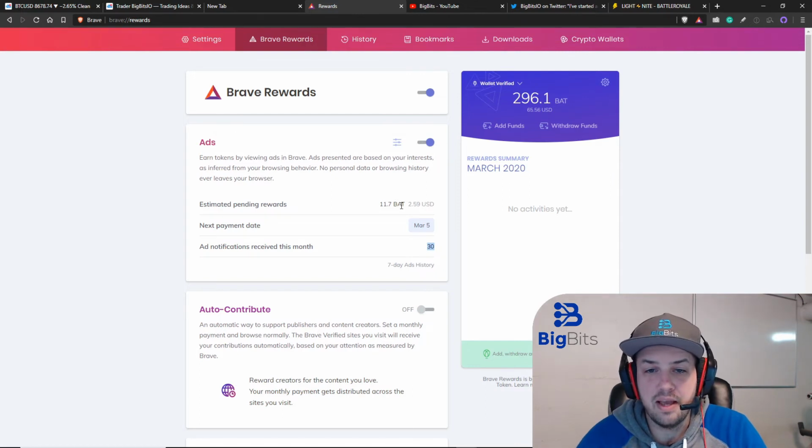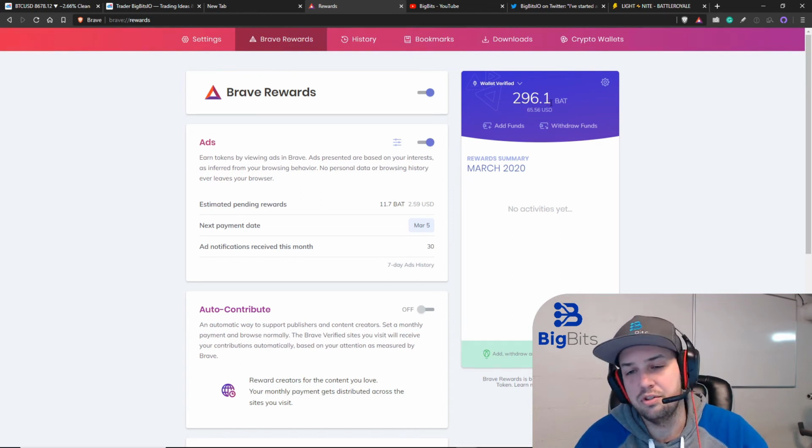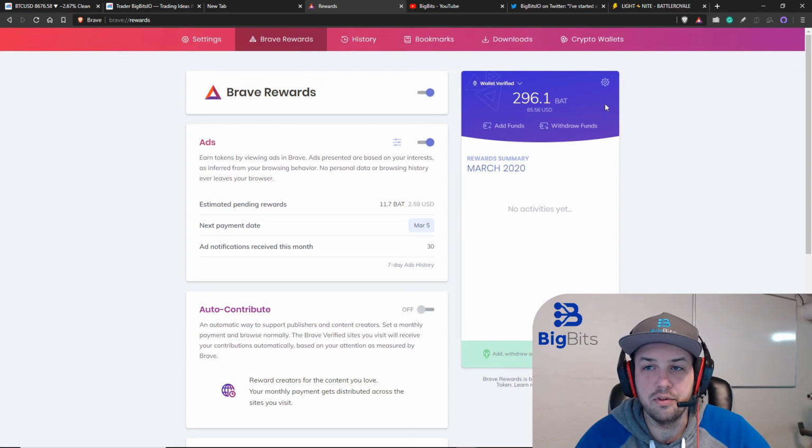I believe the payouts used to be a little bit higher, but it's still definitely worth it in my opinion if you just want to have some sort of crypto coming your way. And if you don't want to keep the basic attention tokens, of course you can withdraw them, but you'll have to set up an Uphold account right now to be able to withdraw them. But once you do that, you can sell them, do whatever you want with them.